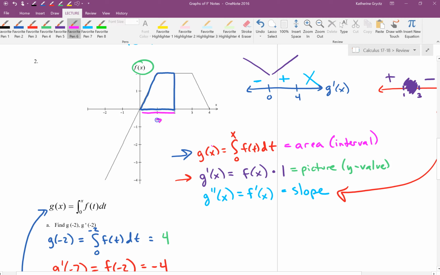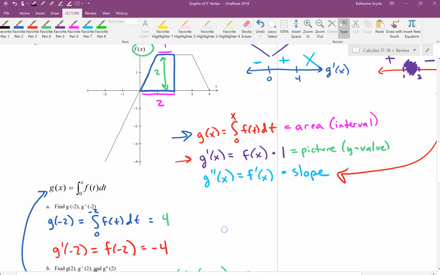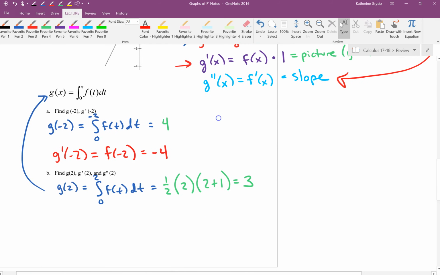So one of the bases is 2 and the other base is 1. And then the height is the difference between those, and the height here is 2. So for our trapezoid, we're going to do 1/2 because that's part of the formula, and then the height, and then the sum of the bases. So we end up getting 3. That area right there is 3. If you get it from a rectangle and a triangle, that's fine.